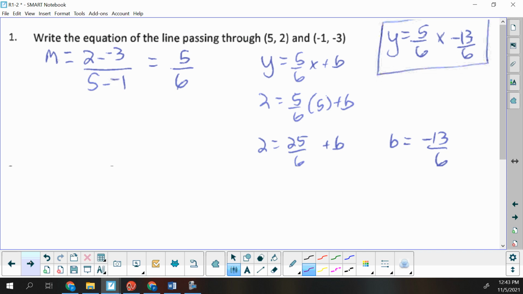I subbed in the (5, 2), by the way. Subtract over, and you get that b is -13/6. To finish off, fill in for your m and for your b. Make sure you've got regular x and y in your equation.